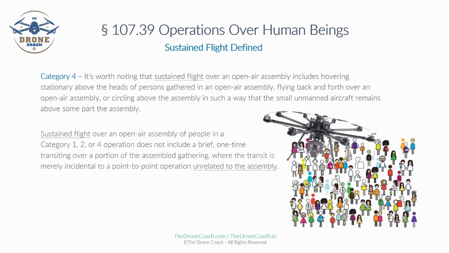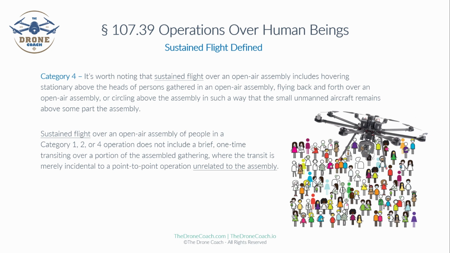Sustained flight over an open-air assembly of people in Category 1, 2, or 4 does not include a brief one-time transiting over a portion of the assembled gathering, where the transit is merely incidental to a point-to-point operation unrelated to the assembly.